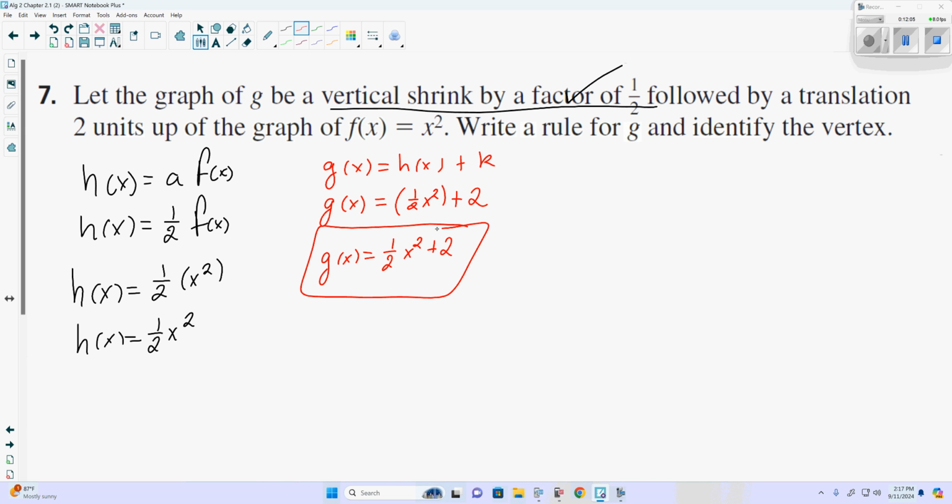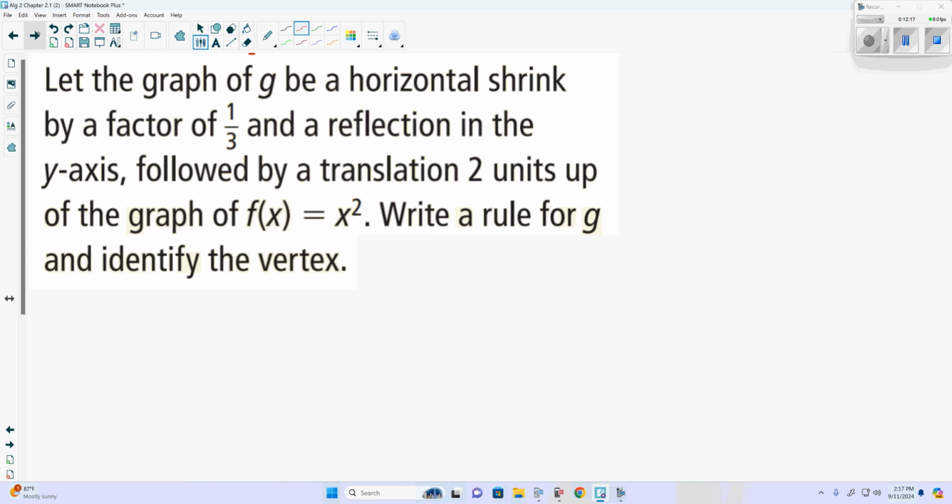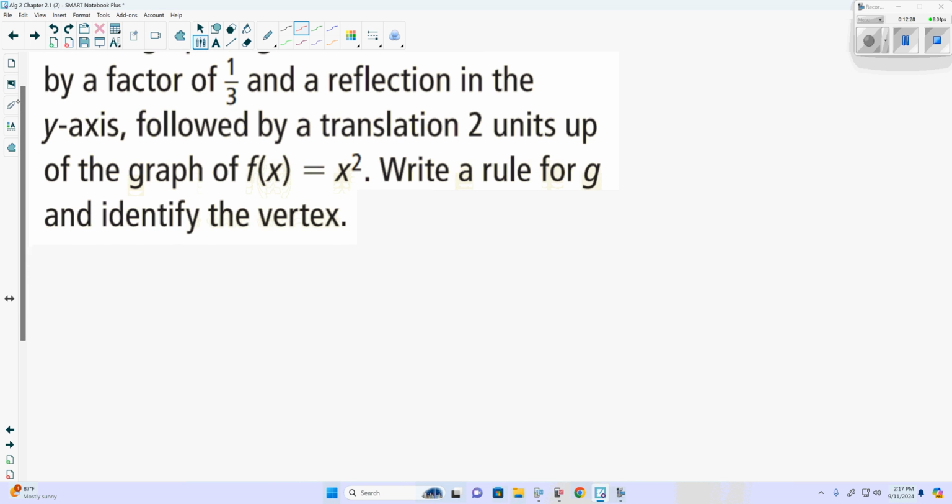We're going to do one more before we wrap it up today. Are you ready for the last one? Let g be a horizontal shrink by a factor of 1/3 and a reflection in the y-axis, followed by a translation 2 units up of the graph x squared.